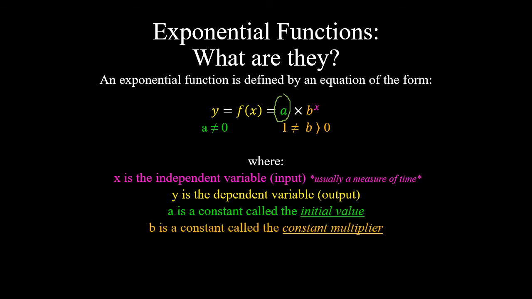And now instead of calling b the initial value, we're calling it the constant multiplier. So in linear functions, we called that rate of change m. Well, for exponential functions, we're just calling it b. We're giving it a different name, right?